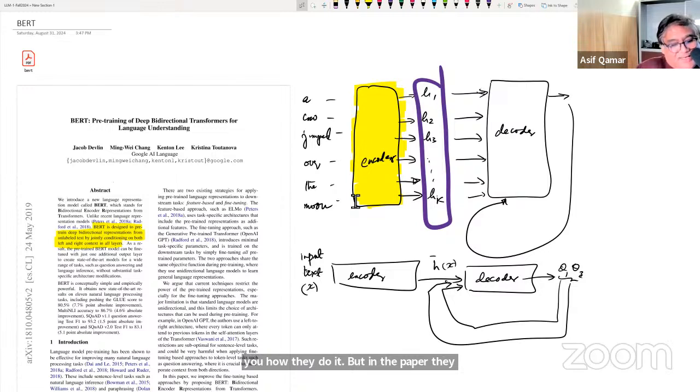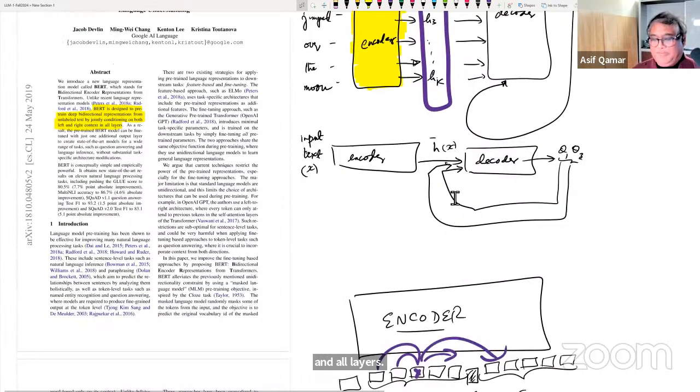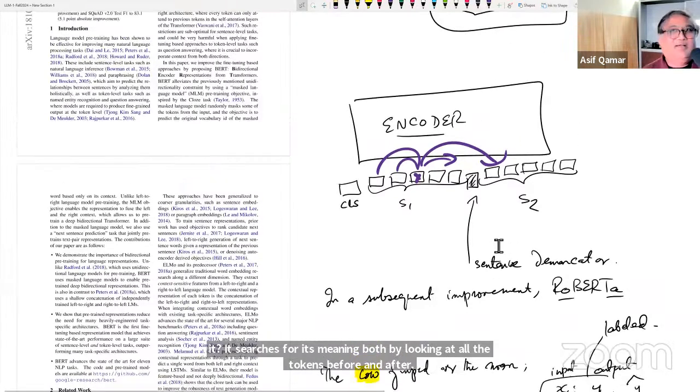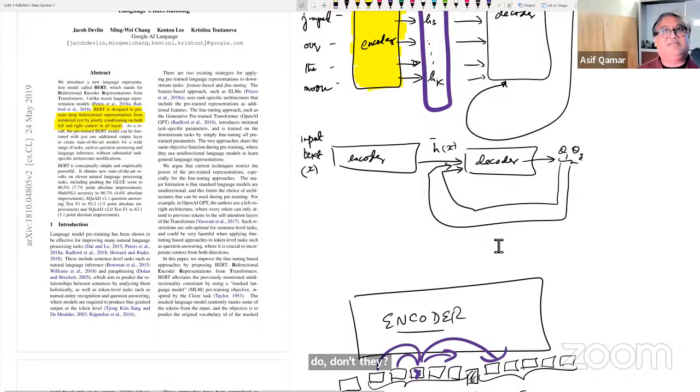But in the paper, they just start in the beginning. And they say by jointly conditioning on both left and right context in all layers. Jointly conditioning on both left and right means what? The word looks both ways, left and right. It searches for its meaning both by looking at all the tokens before and after. Now you may say, well, of course, that's what encoders do, don't they? And so, coming from the previous transformer talk, that would make sense. But in that time, this had a context for why they were saying it. We'll leave it alone. Let's move forward.